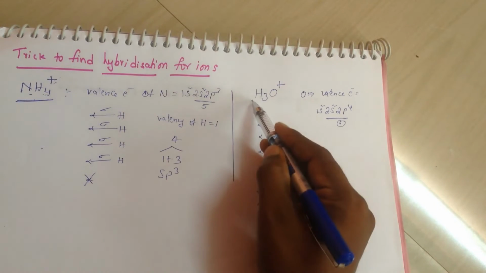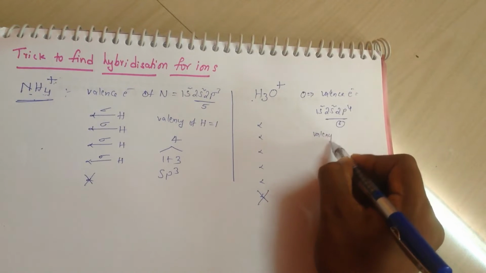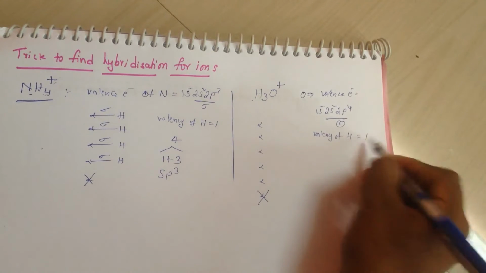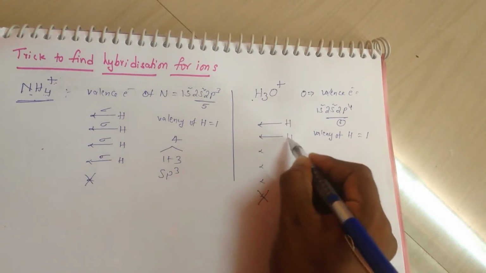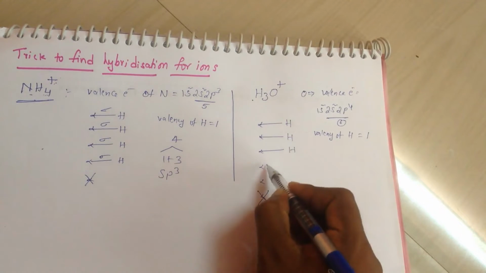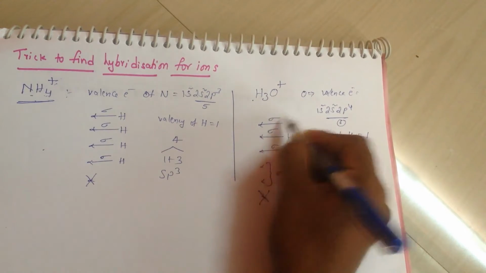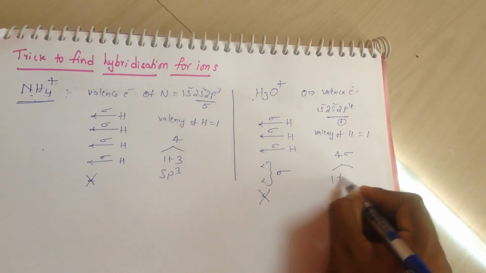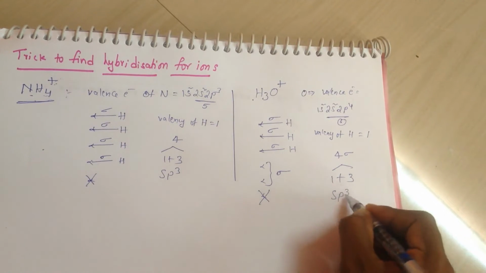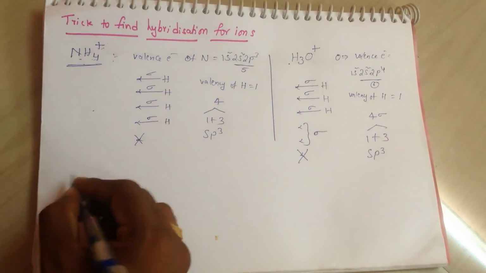Next step: which atoms are attached here? Hydrogen. The valency of hydrogen is 1, and valency 1 means 1 bond. We have 3 hydrogen atoms: 1, 2 and 3. Here there is one more, 1 extra lone pair. So 1, 2, 3, 4. There are totally 4 sigma bonds. 4 sigma bonds means which hybridization, students? It is sp3 hybridization.